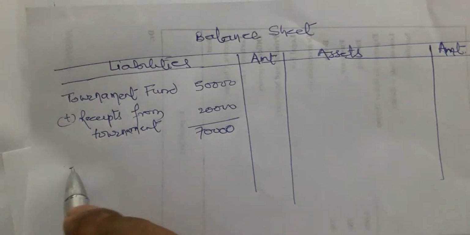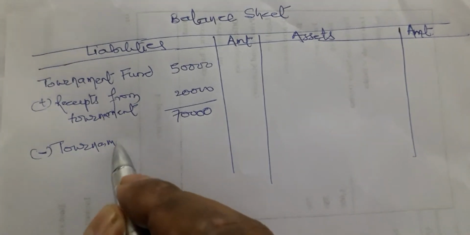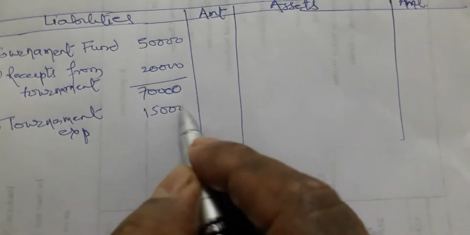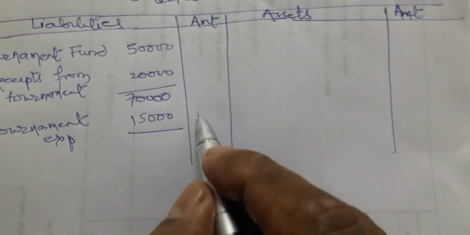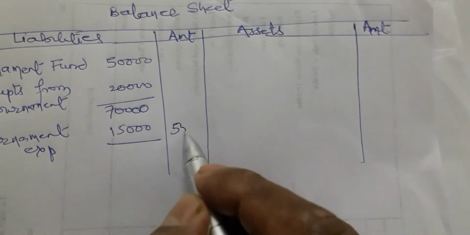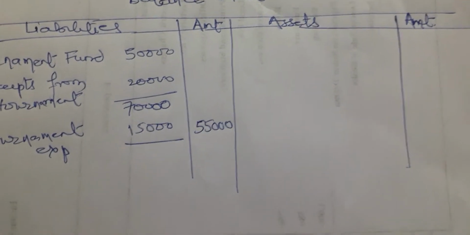So the tournament expenses will be adjusted in this fund. So from 70,000, 15,000 is spent on tournament expenses. The balance tournament fund is 55,000 rupees on the liability side of the balance sheet.